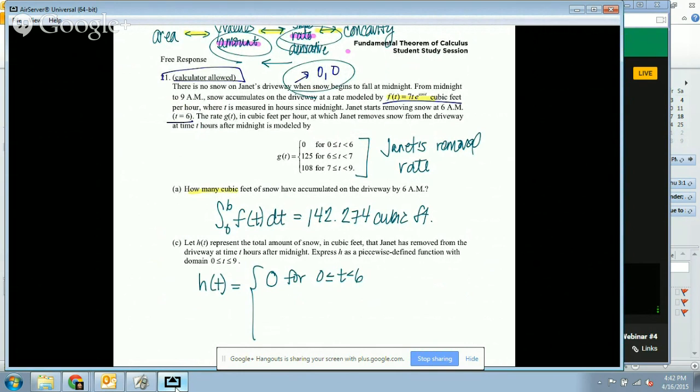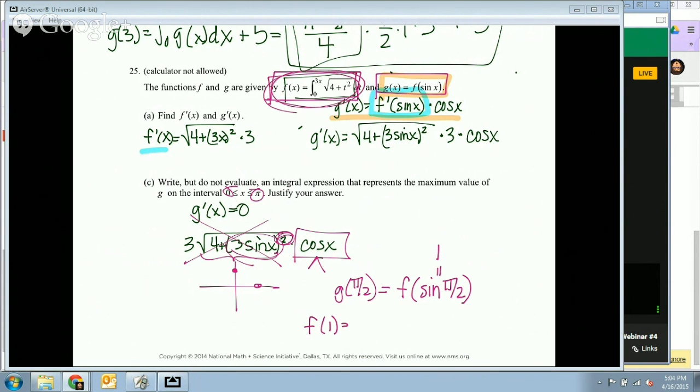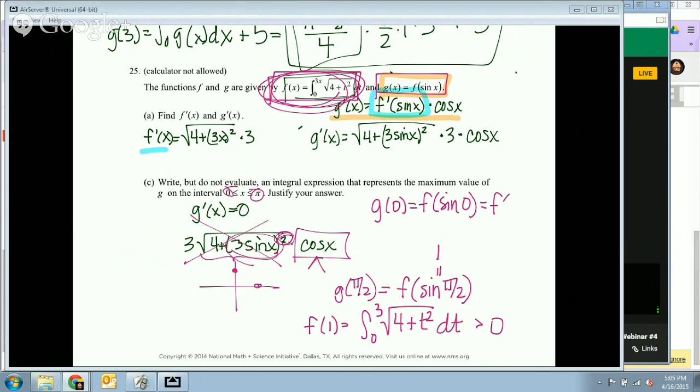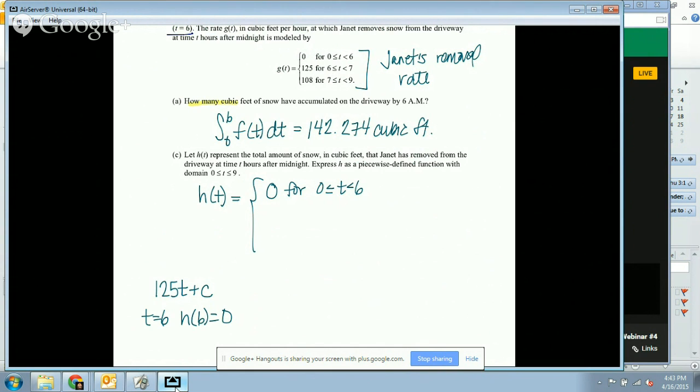Now, after 6 hours, since she still hasn't started shoveling, using the integral that I had up here, that's going to be the integral from 0 to 3 of the square root of 4 plus t squared dt. I know for certain that this will be positive. Okay, I also know that this is equal to 6, which is equal to f of 0, and guess what? I haven't started shoveling yet. So that's why I know I have this point 6, 0.